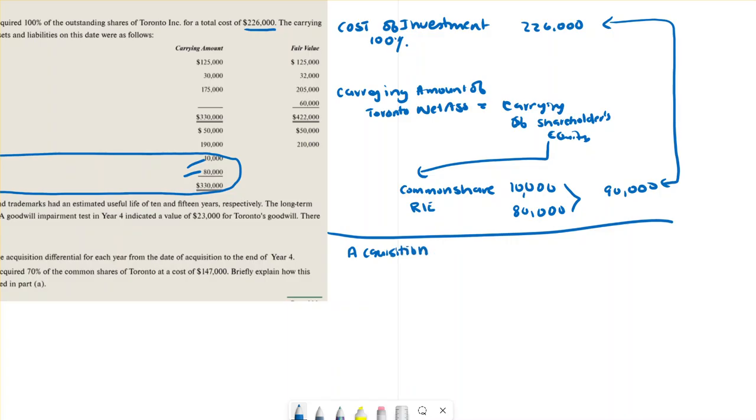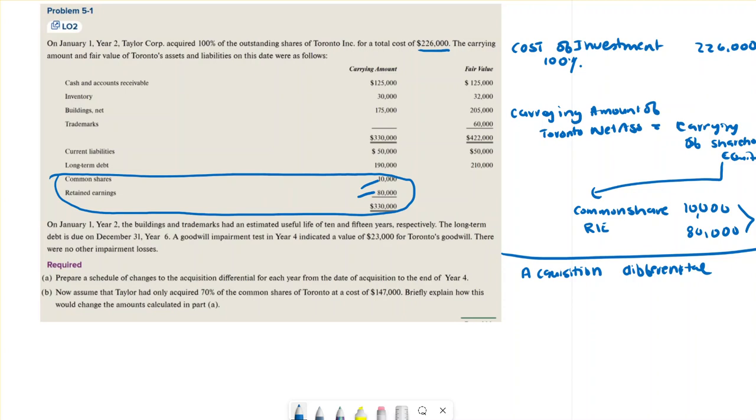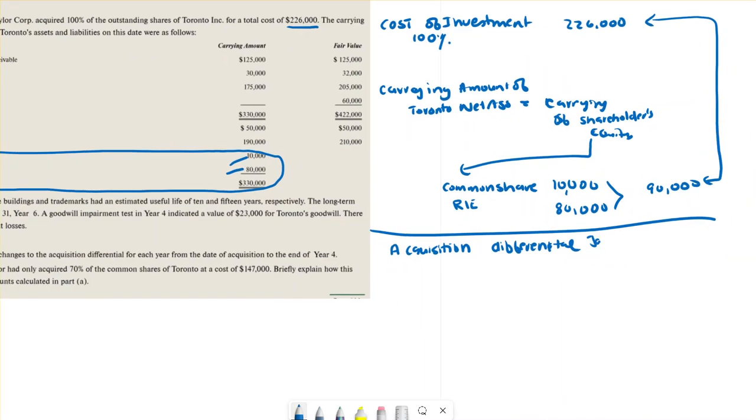Acquisition differential. When did this happen? The differential happened when we took over the company. When did we acquire it? It was January 1st. The dates are very important, and it is year 2, and the difference between those two is 136. First we have to allocate to the assets and liabilities, and then the leftover will be goodwill. In other words, you're calculating the goodwill.